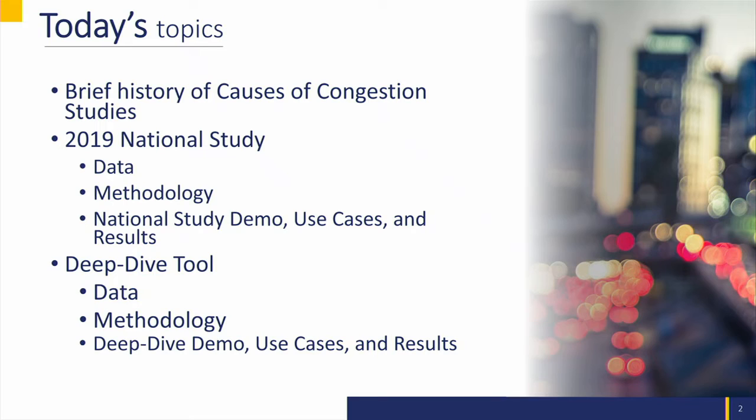So just to give you a brief history of studies related to this, I'm going to talk about some of what had been done before CATT Lab got involved, and then there are two separate tools and studies that CATT Lab has been involved in. The one was a national study that we did back in 2019, and we spun off of that a deep dive tool so that users can request the cause of congestion results for specific road segments, custom date ranges, days of week, all those other kinds of filters.